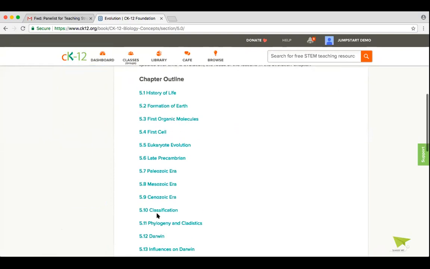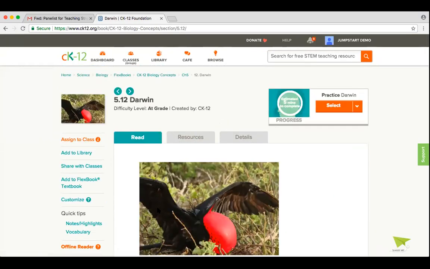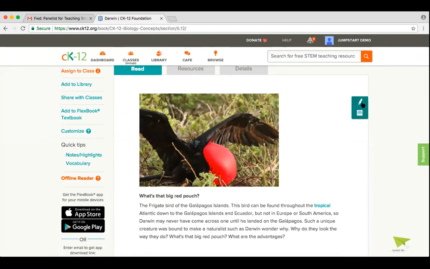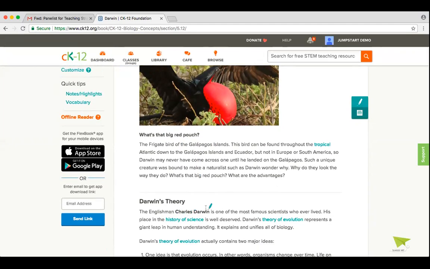And let's go to Darwin. There's, once again, controversial, here we are. So let's say we're doing this lesson on Darwin. Now, if you look over to the right here, we're gonna see both a highlighting symbol, and this is the add notes thing. So I'm gonna go choose the highlighting thing here, and I'm gonna come down and highlight: Darwin is the most famous scientist, and it is well deserved.